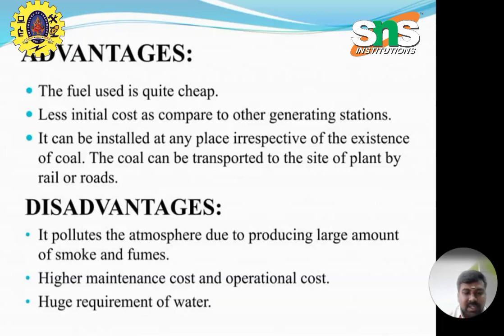Then there are higher maintenance and operational costs compared to other power plants. There is a huge requirement of water, because during operations many important devices are involved. Due to the continuous operations, heat is generated inside the devices, and due to the heat the efficiency of the devices also decreases. To overcome these difficulties, all the equipment is cooled by using raw water, so a huge quantity of water is required for a steam power plant.